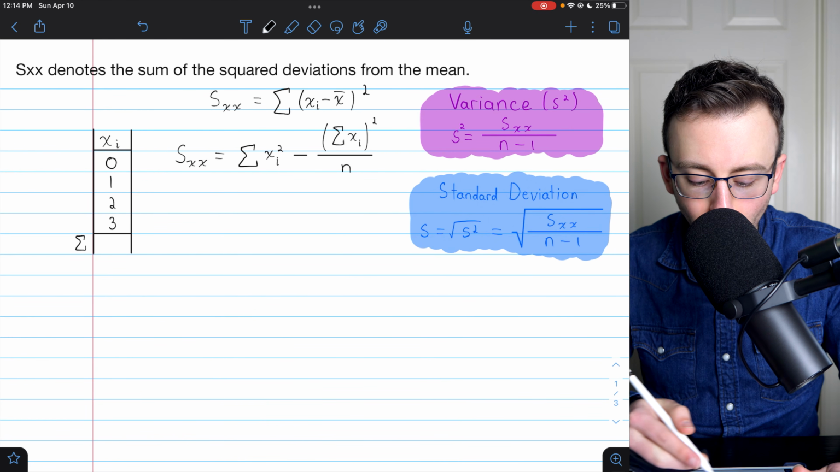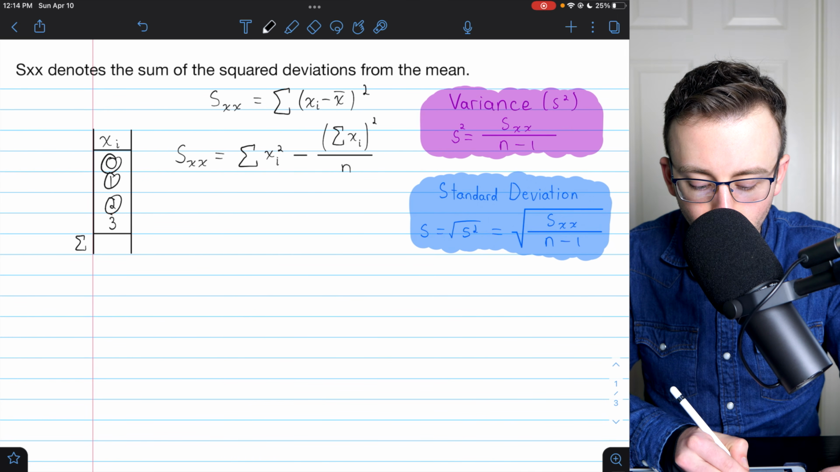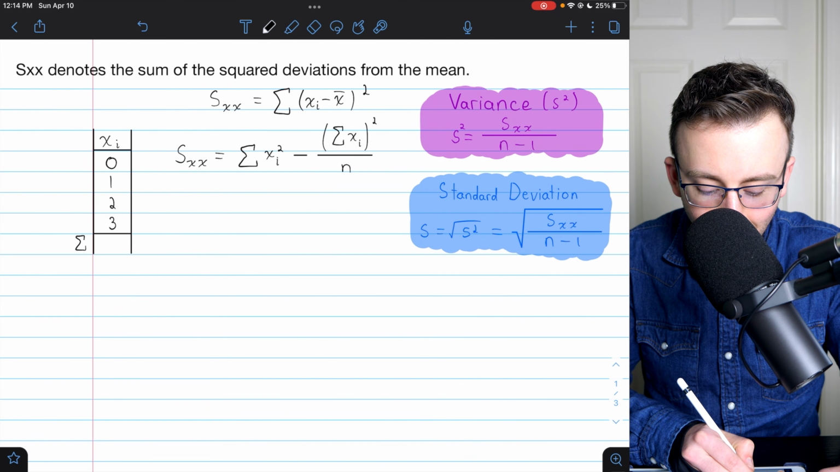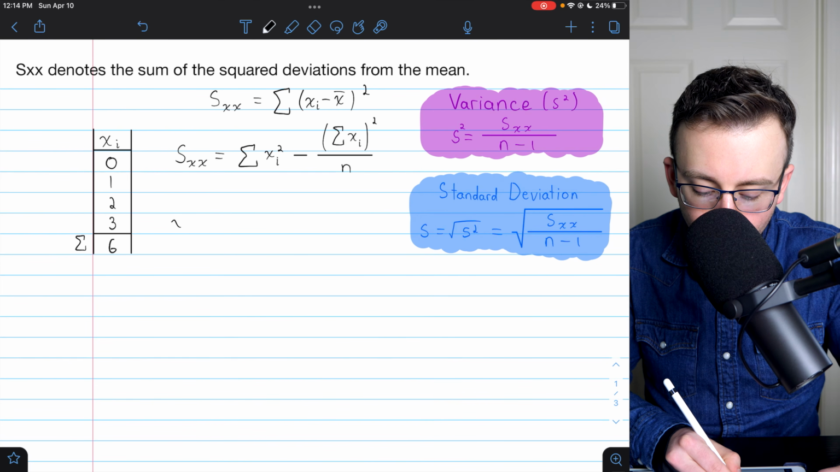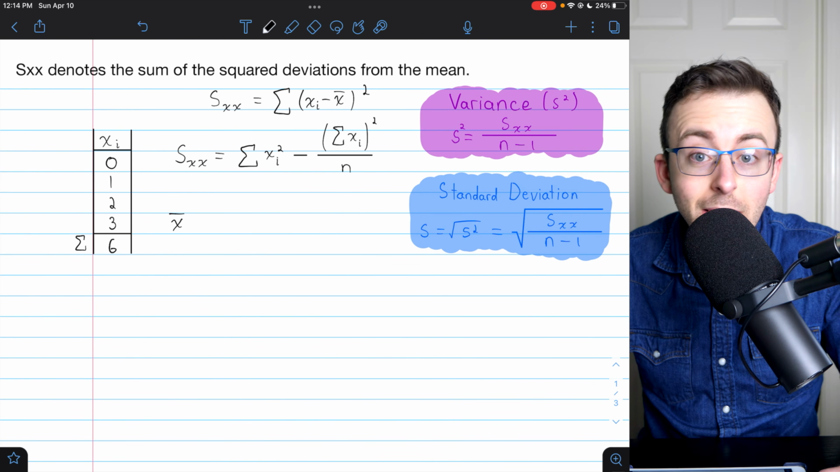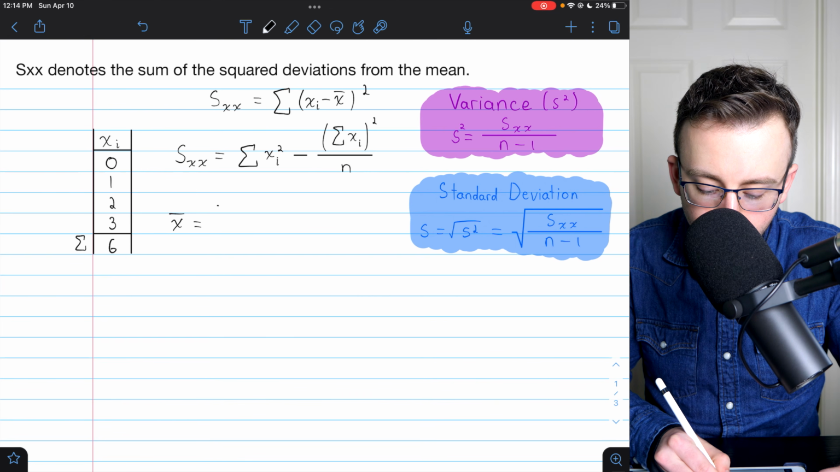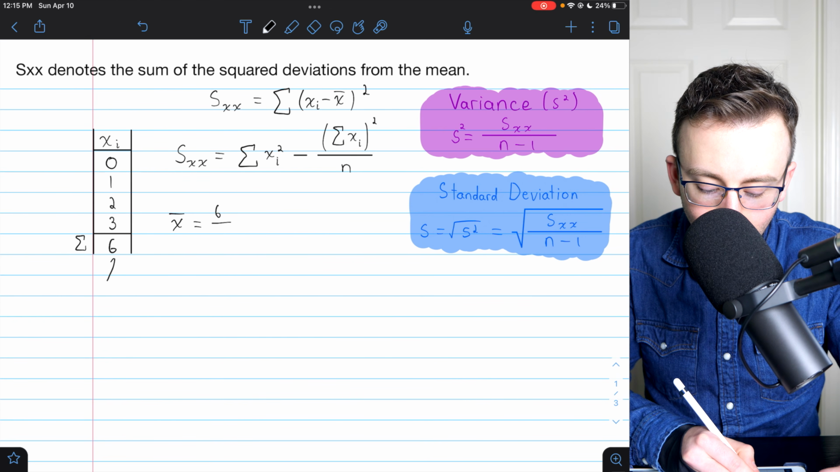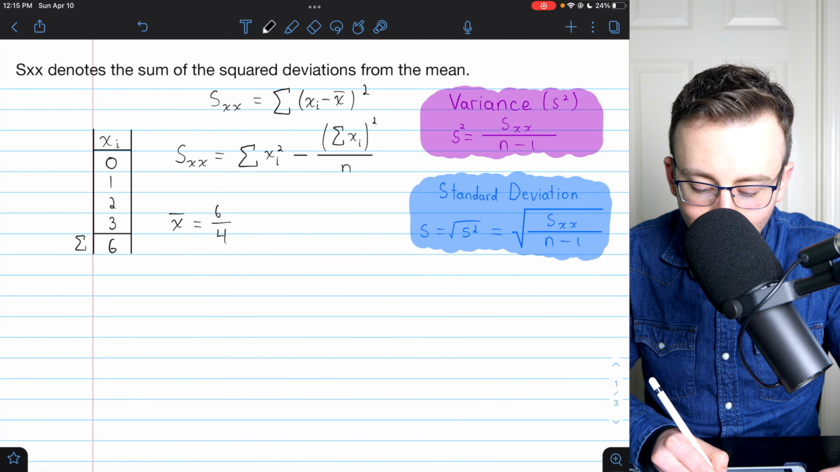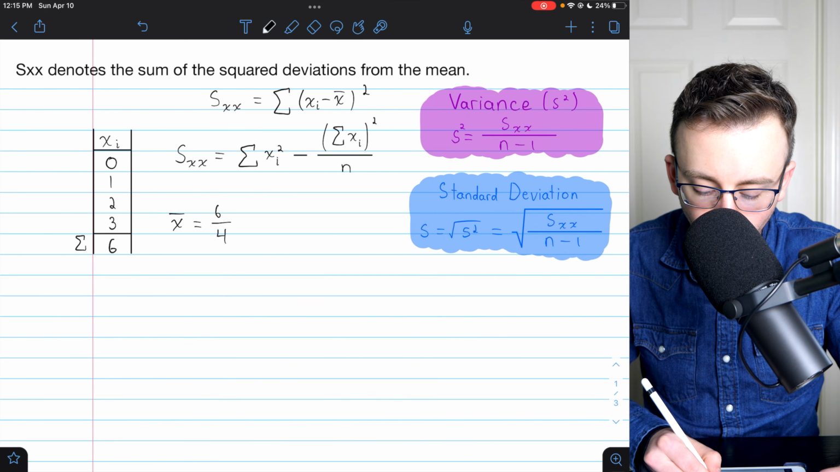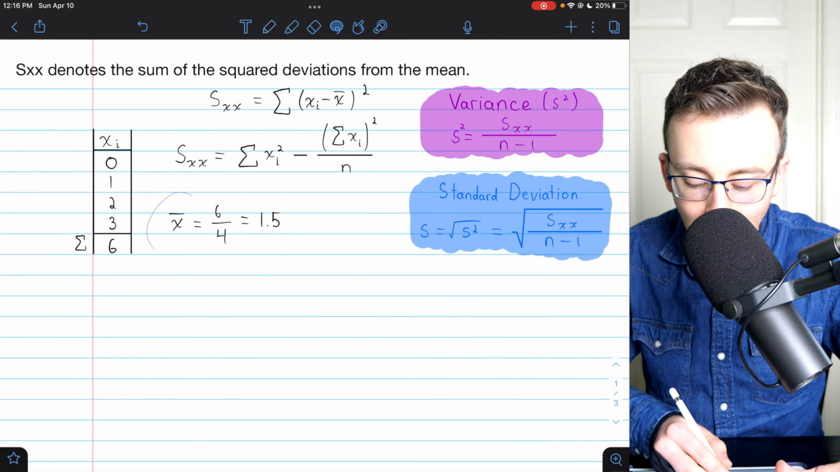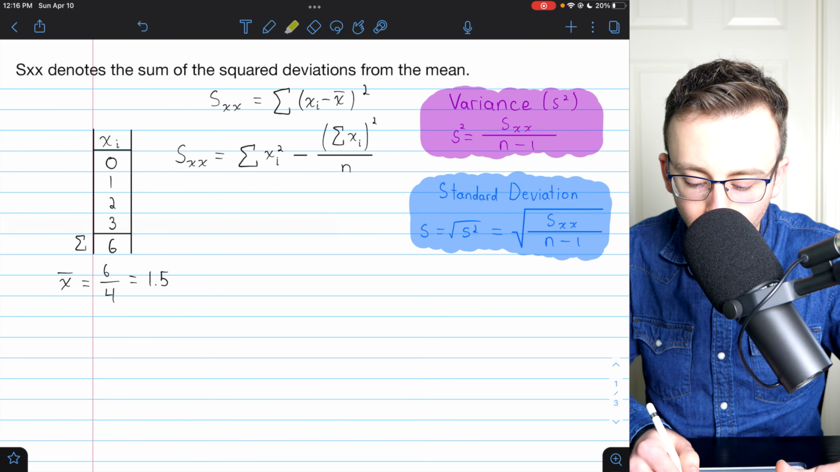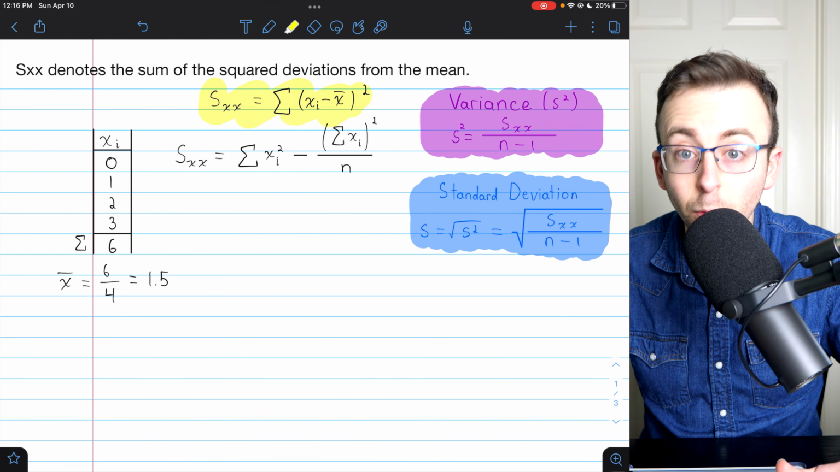So add up all the points, 0 plus 1 plus 2 plus 3, which is 6, and then divide that by the number of data points so that we can find the mean, x bar. X bar is going to be the sum of all the data points, 6, divided by the number of data points, which is 4. And this is 1.5, otherwise known as 3/2 if you prefer. Now that we've got our mean, we can calculate SXX using the original formula.